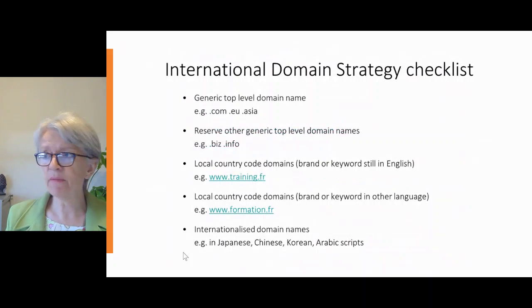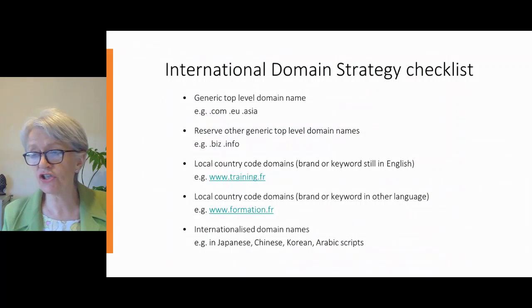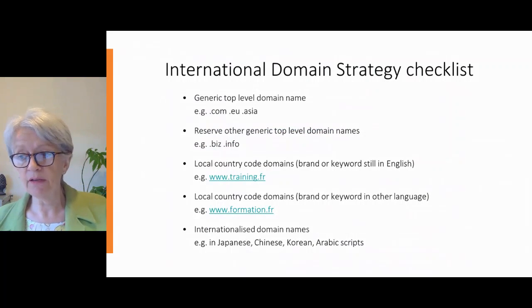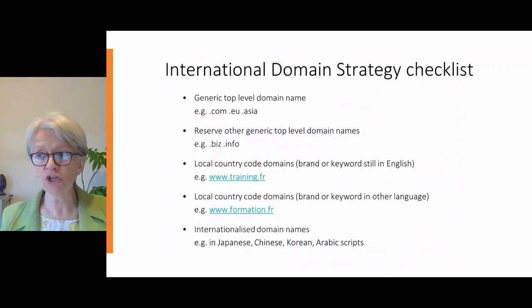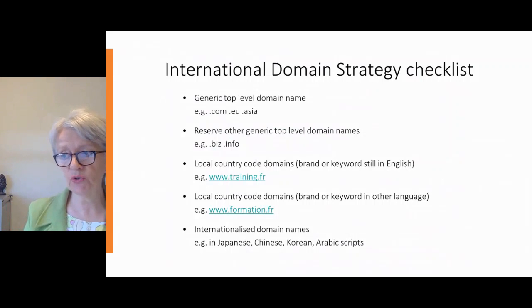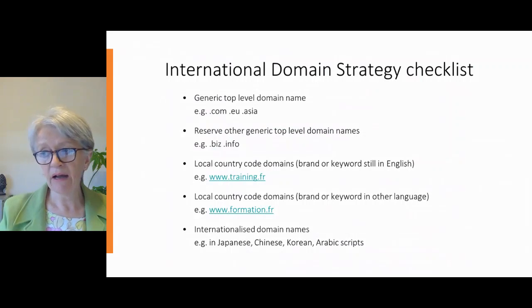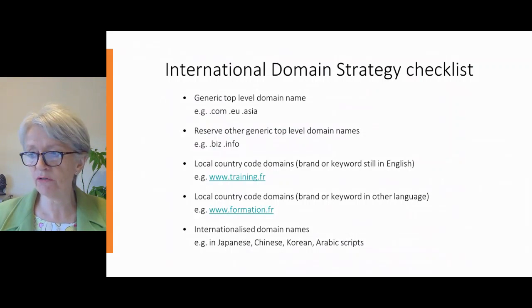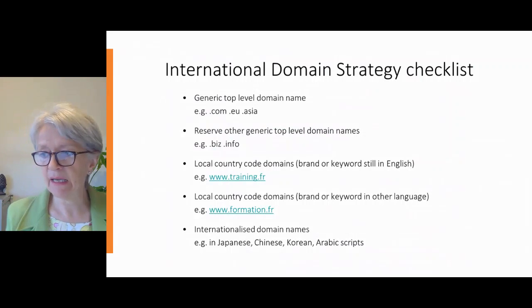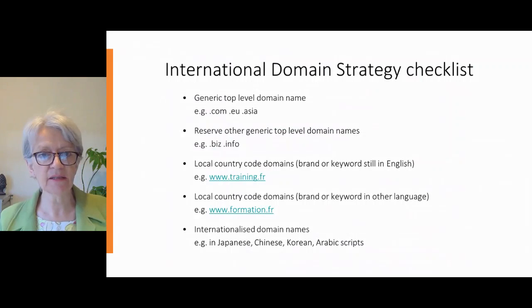So your international domain name checklist, obviously get a generic top-level domain so you're maximizing search. Reserve other generic top-level domains if you wish. They can work well for you. And of course, look at these local country code domain names, either the company name .fr or this aspect of keyword domains, which can work really hard for you, and the internationalized domains there.